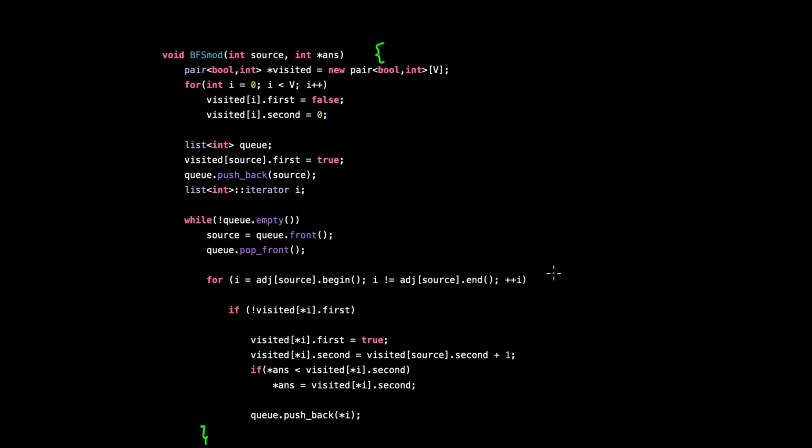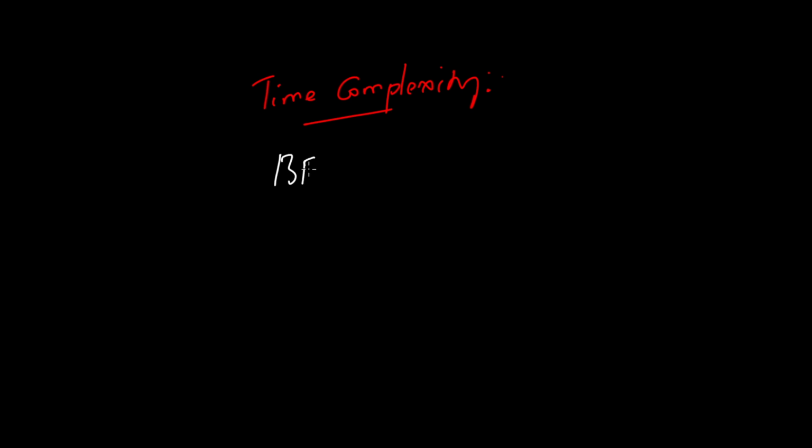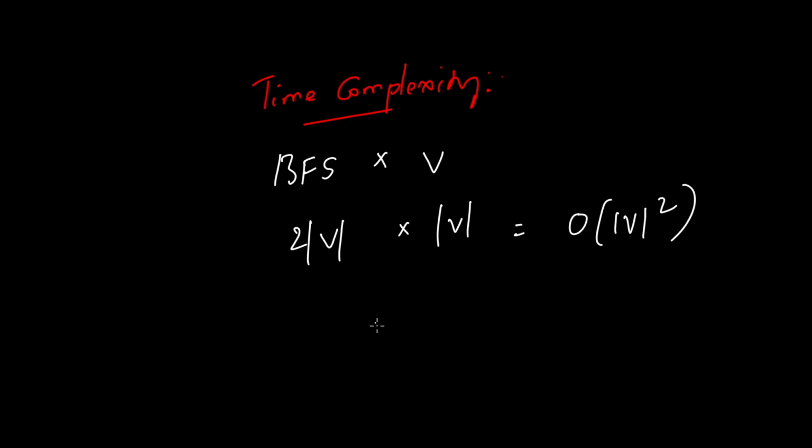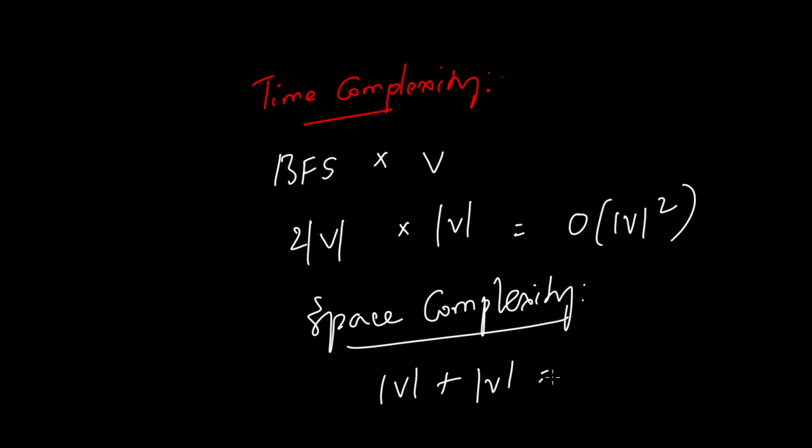It almost looks exactly like the previous BFS method, but while traversing through the adjacent vertices, we are updating the answer. The time complexity would be, we're calling BFS V times, so the time complexity would be V times 2V, which is nothing but V squared. So the time complexity is order of V squared. And the space complexity: we're taking a visited array of size V, and the queue could go up to size V at max. So the space complexity would be V plus V, that is 2V. So the space is order of V. We can still optimize this approach.